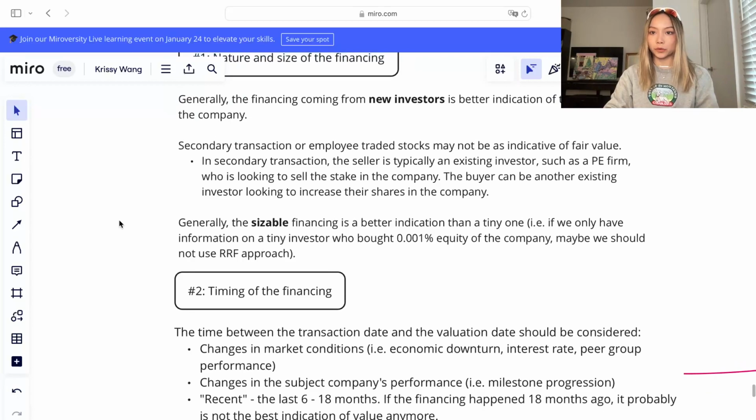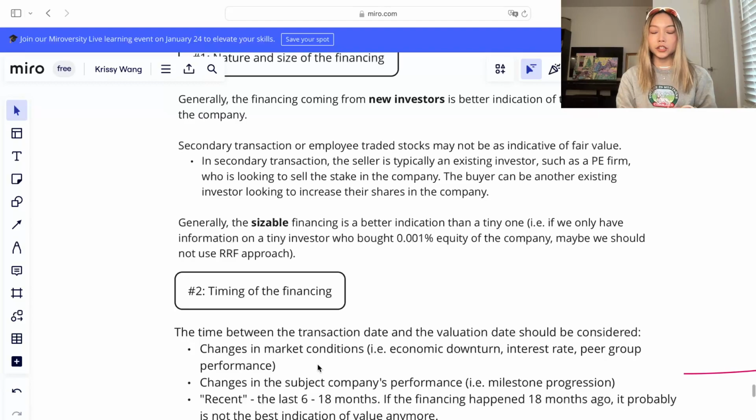Timing is another thing that's really important, right? This approach is called recent round of financing. It's not called just round of financing. The time between the transaction date and valuation date is very important to consider. We're going to think about, okay, during this time period, from the last round of financing to today when we're evaluating this company, what has changed? Generally, you don't want too much turmoil to happen in this time period, because any major changes in market condition, in the company's performance, and just time passage will cause fluctuation in the accuracy of the evaluation.